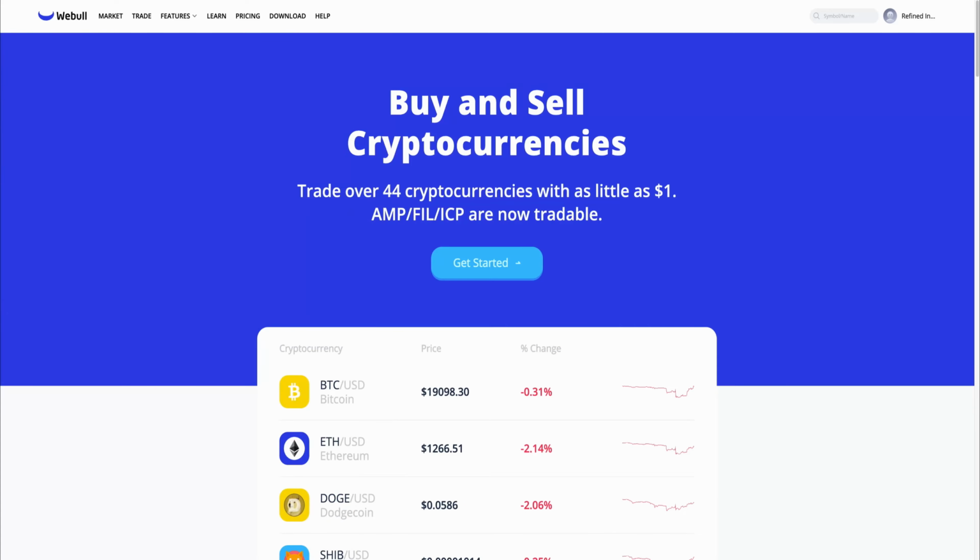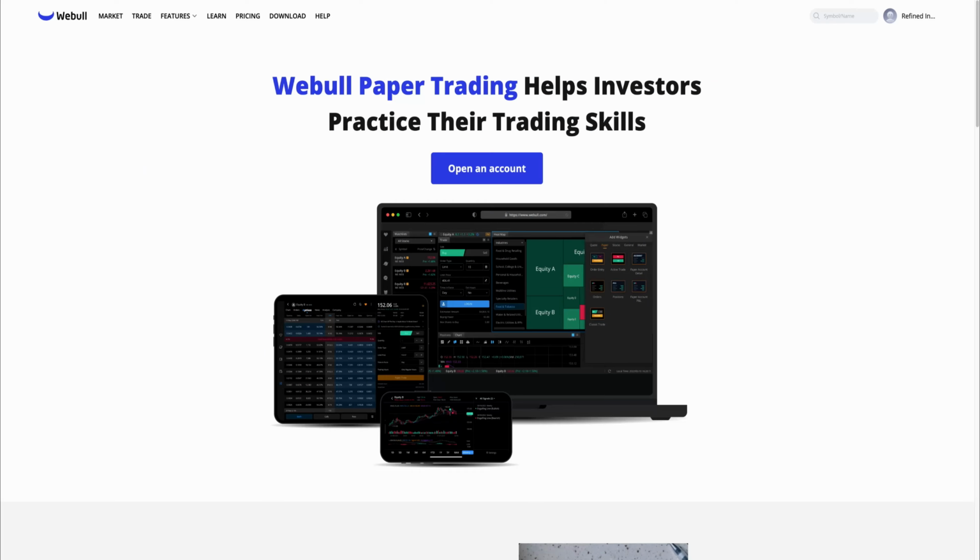As mentioned prior, you can buy and sell cryptocurrencies. Currently, they offer more than 44 of them. Last, you can open a Webull paper trading account where you can practice tactics or use it to get familiar with the trading platform. We will proceed with opening one today in order to demonstrate how to buy and sell stocks.